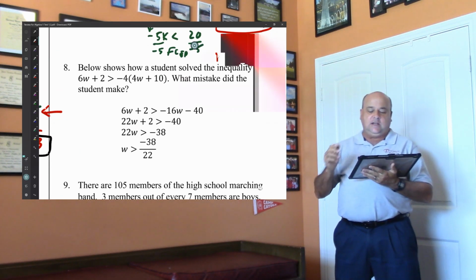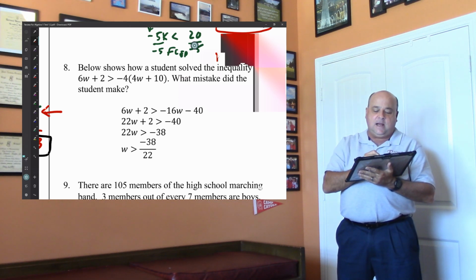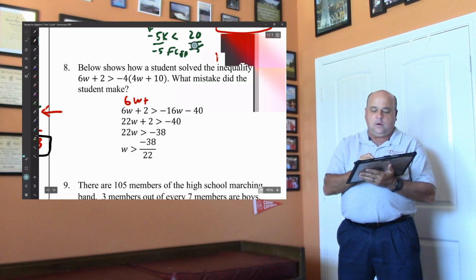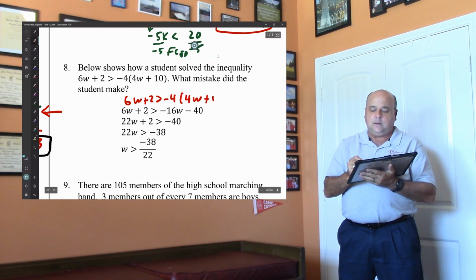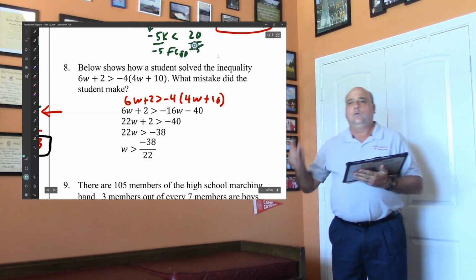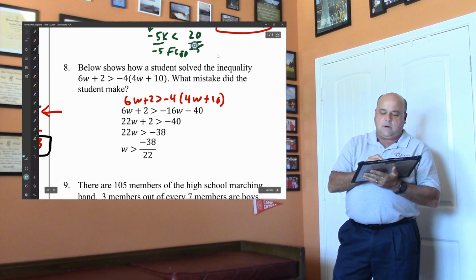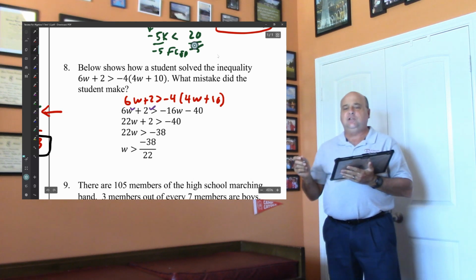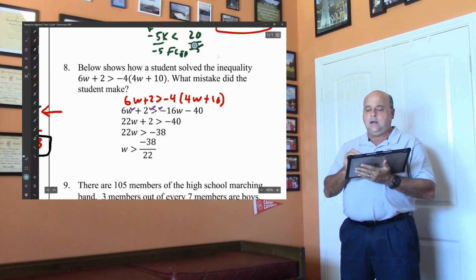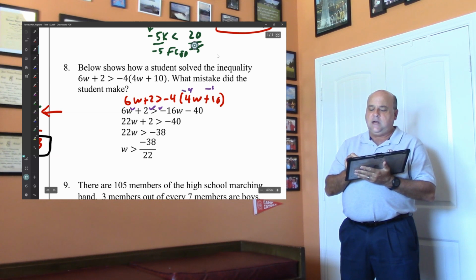Okay, so we got to find out what mistake she made. So what I would do is I would write down the problem up here. Greater than negative 4 parentheses 4w plus 10. Okay, so we're going to go step by step and we're going to check everything that's right. So on this one right here, this is right and that right. We didn't have to change it. The inequality's right. And then we're going to bluebell truck the negative 4.